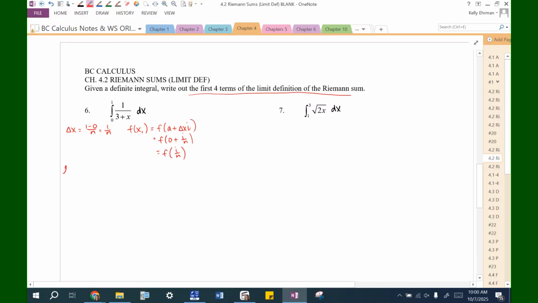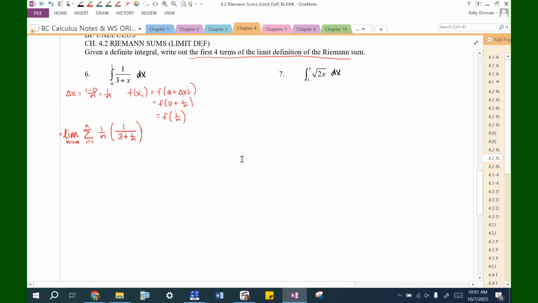So let's start with our limit definition here. This integral is equal to the limit as n approaches infinity of the sum from i equals 1 to n of delta x times f of delta x. What is f of delta x? It's 1 over 3 plus, and what are we putting in for x? Just a little i over n.